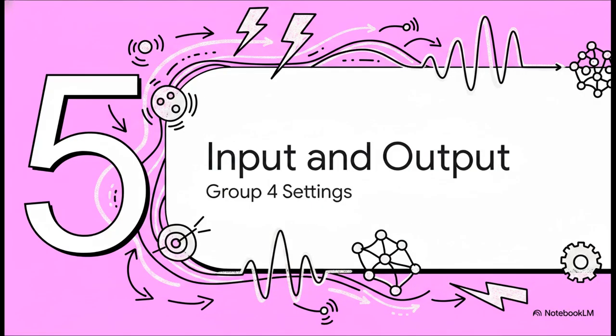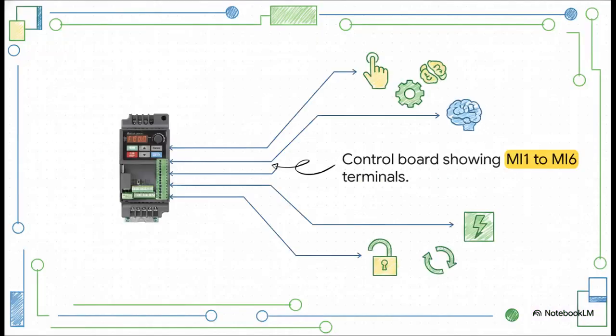And that builds right into Section 5, Configuring Input and Output. This covers groups 3 and 4, where we map out the drive's nervous system. When you wire your drive and pop off that control board terminal cover, you're going to immediately notice the green terminal blocks. These are your multifunction input terminals, labeled MI1 through MI6.